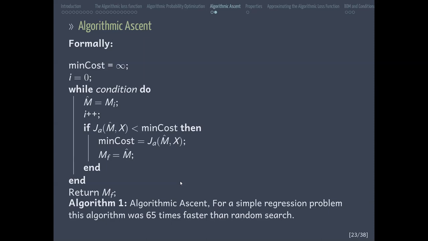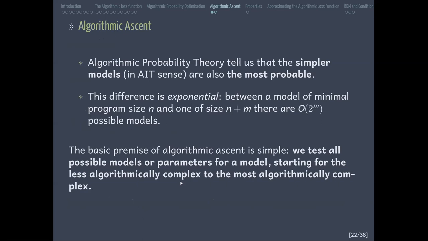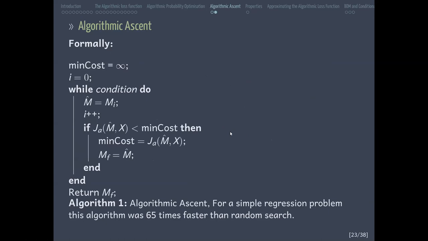Now, this might seem like this is going to take a long time, and it indeed can take a long time. It's much slower than gradient descent. However, it's exponentially faster than random search or exhaustive search. In our test, for the simple regression problem we have here, it was 65 times faster than random search. 65 times faster.